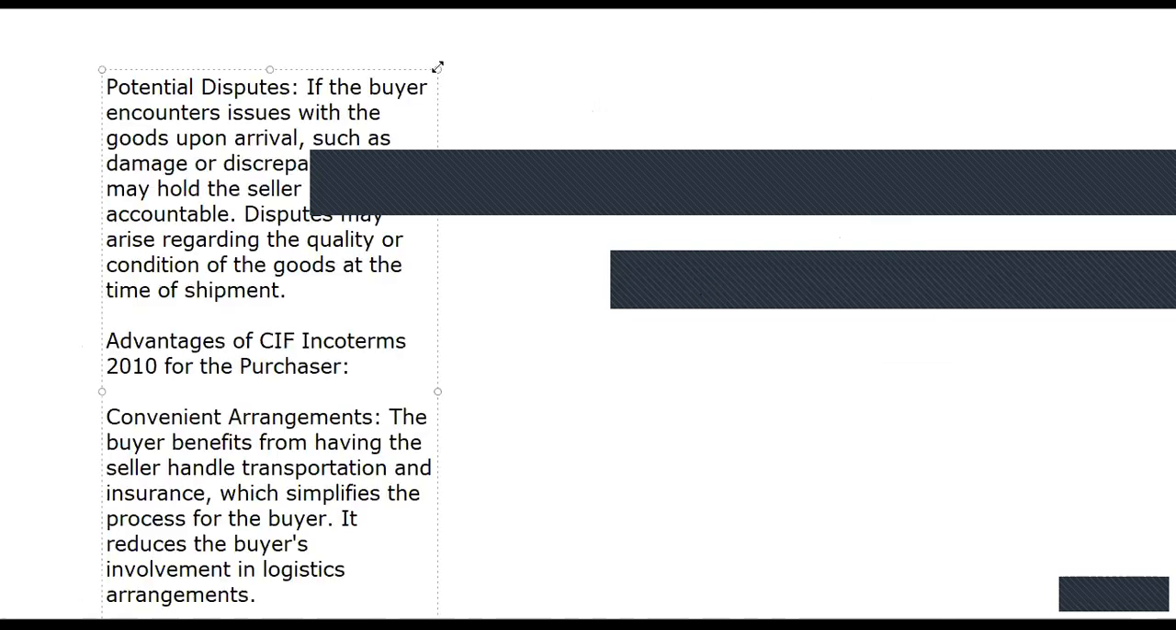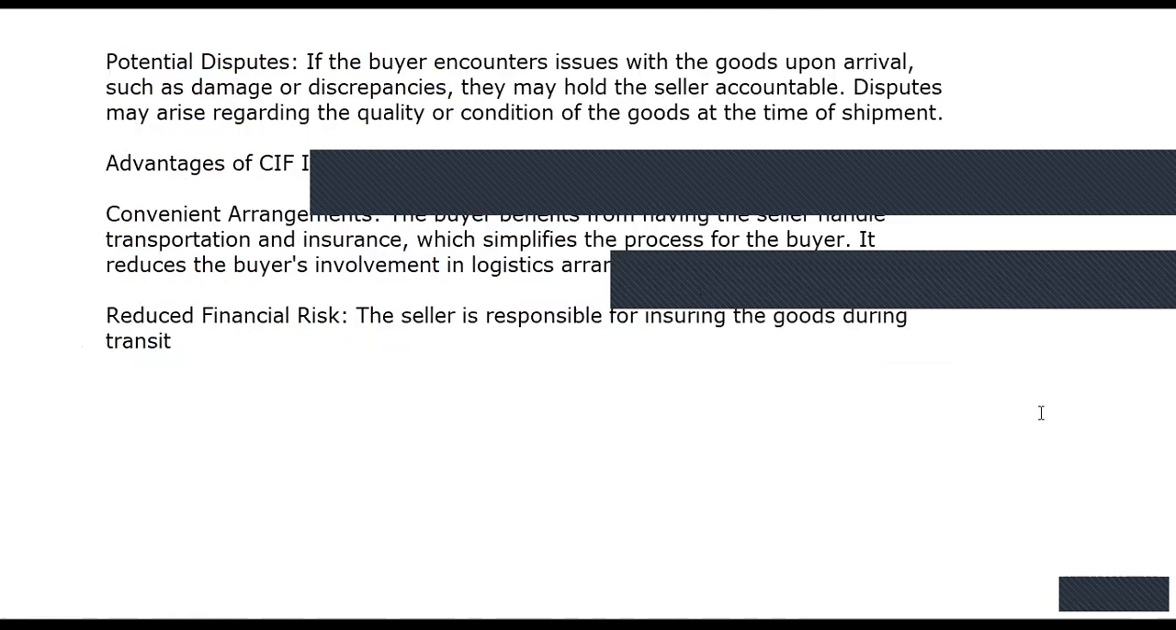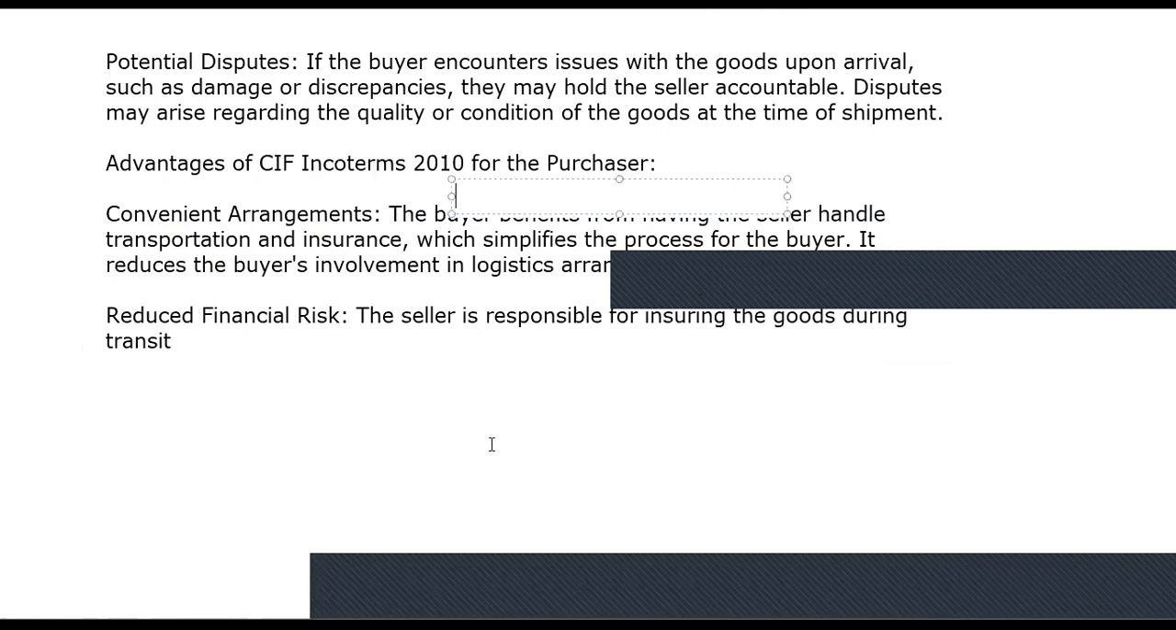So we're saying potential disputes. If the buyer encounters any issues, these disputes may arise and may compromise the reputation of the seller. Advantages include as follows: convenient arrangements.